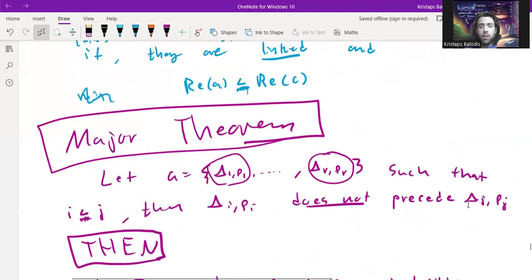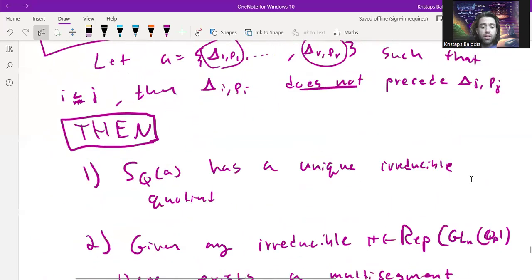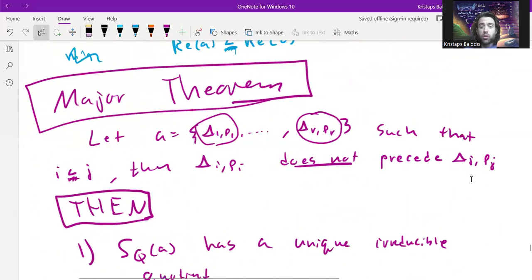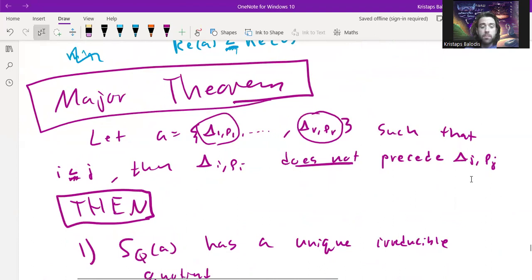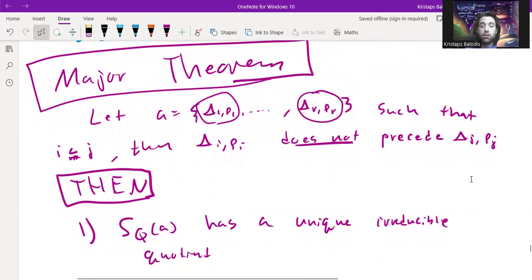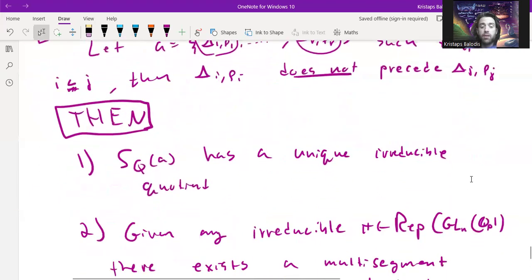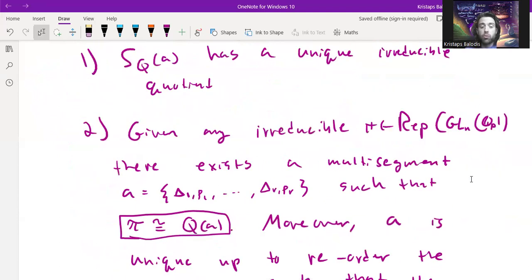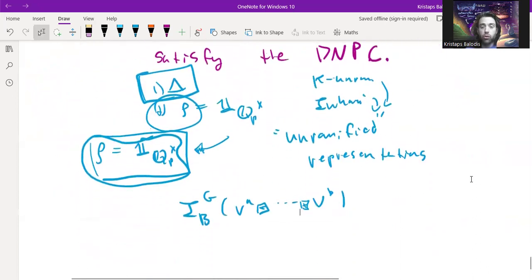So yeah, just to say one more time, the big punchline of this is that all of our irreducible representations of GLN are completely parameterized by the combinatorial gadgets of these multisegments, and then also pending the existence of these supercuspidals. I will maybe drop for now the supercuspidals, and we will just focus on the case of these unramified representations.